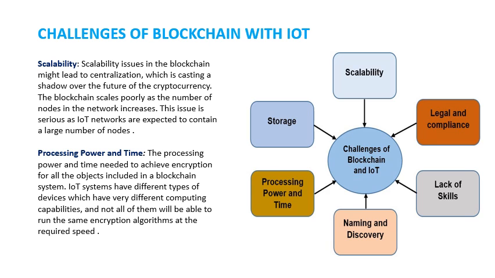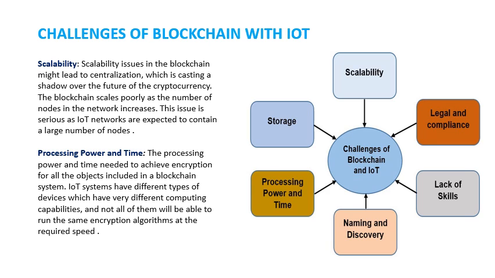Scalability: scalability issues in blockchain might lead it to become centralized, which casts a shadow over the future of cryptocurrency. The blockchain scales poorly as the number of nodes in the network increases. This issue is serious, as IoT networks are expected to contain a large number of nodes.